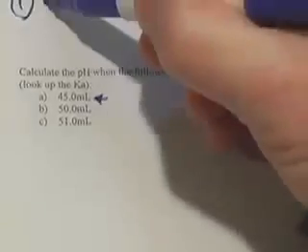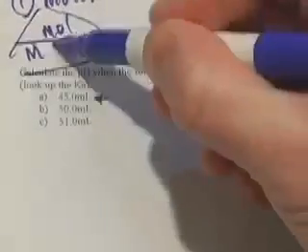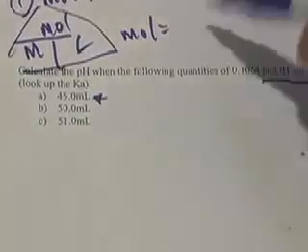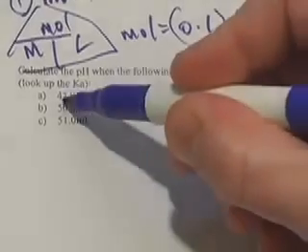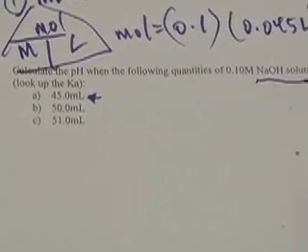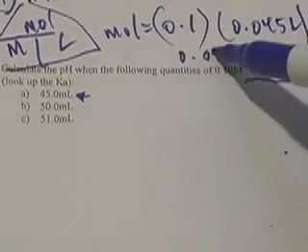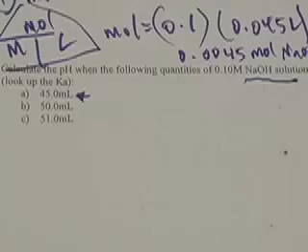Look up the Ka. So we're told that we have 45 milliliters of NaOH added. We still follow our same 3 steps. Step number 1, remember, is to find the moles of each. And to find the moles, remember, use molarity is equal to moles divided by liters. So moles are equal to our molarity. In the case of NaOH, it's 0.1 times our liters, which is 0.045 liters. So our moles of NaOH are 0.0045 moles of NaOH. That's our start.